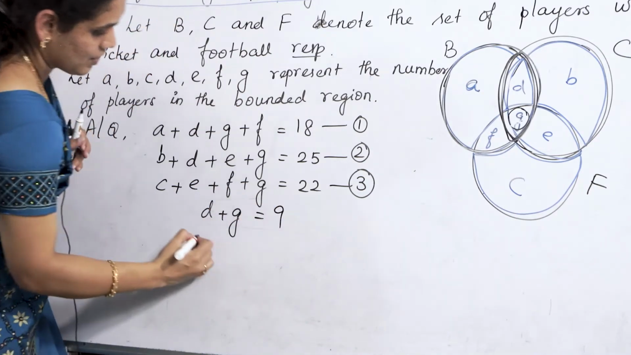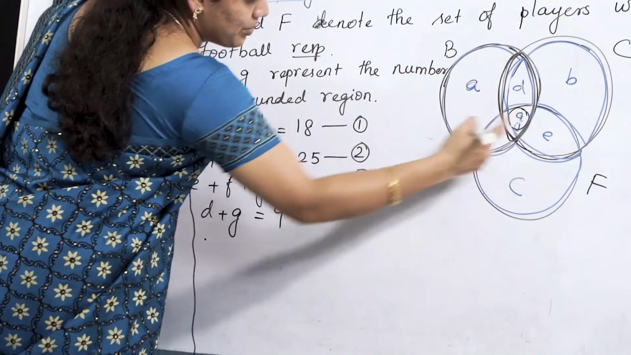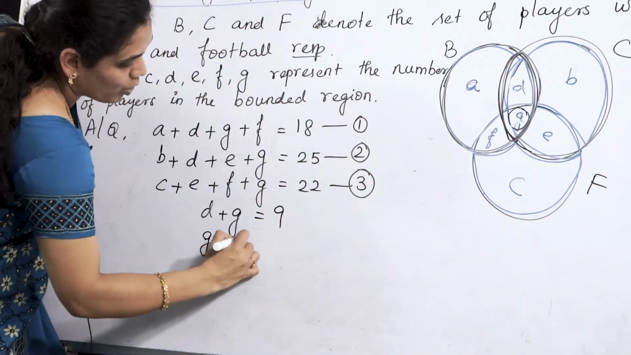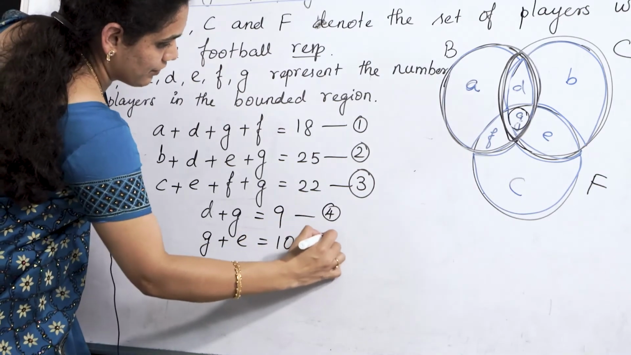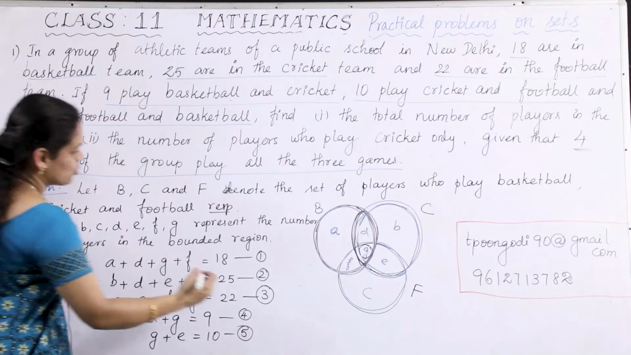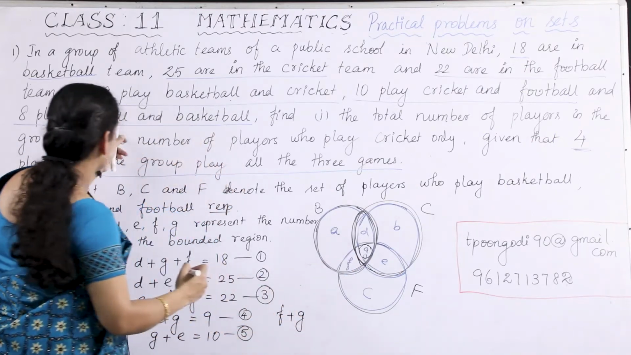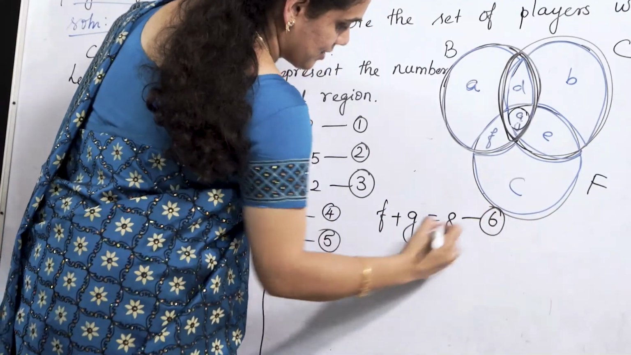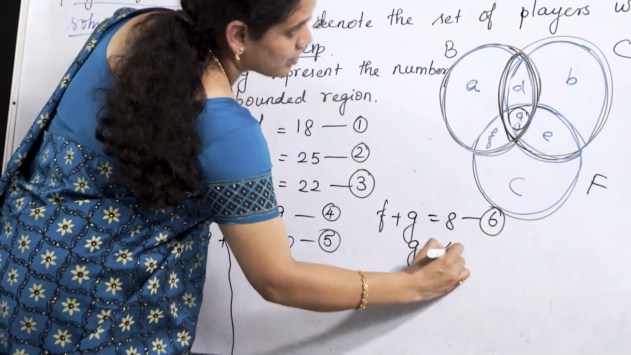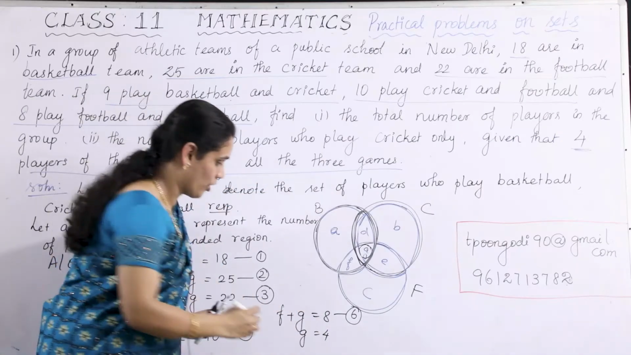9. Then cricket and football. This is G plus E, which will give us 10. This is 4 and this is 5. And the last one is this 2. F plus G, they play basketball and football, right? So that is 8. That is 6. And G is 4 because 4 players play all the 3 games. Therefore, G is 4. Okay.